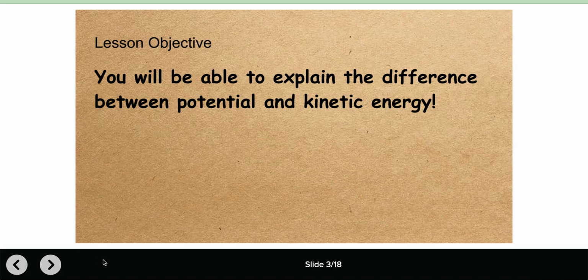So, after this lesson, I'm hoping you'll be able to explain the difference between potential and kinetic energy, because we're going to be talking about it quite a bit.